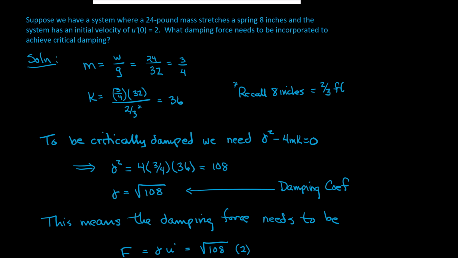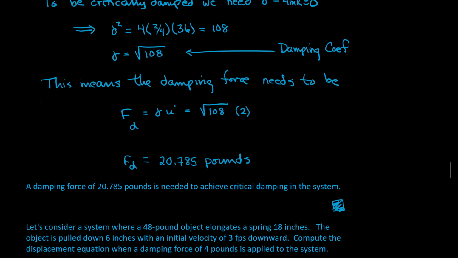Okay. Computing this, we get K as 36. We want systems to be critically damped. If they're critically damped, that means we want to have a situation where gamma squared is equal to 4mk. We know the mass is 3/4. We know the K is 36. We've got the 4 times that, which is going to give us 108. And to get gamma, we take the square root of that. That's our damping coefficient. Okay.